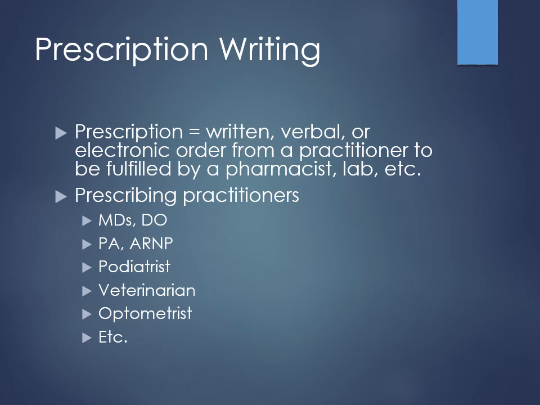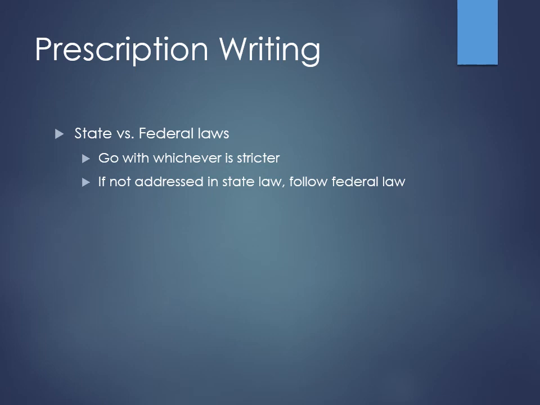And these are specifically for drug purposes, not referring back to durable medical equipment and other things. This is specifically just prescriptions that will be filled by a pharmacist at a pharmacy. So again, when you're dealing with state versus federal laws, which one do you follow? Whichever is stricter, right? In general, you're going to follow whatever tends to be stricter. It may be state, maybe federal, just depends.